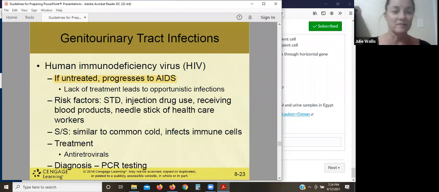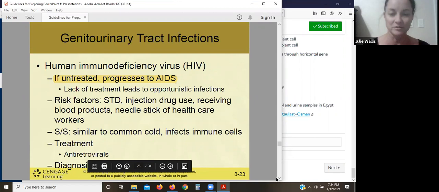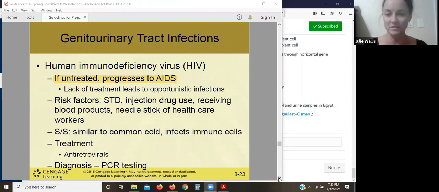Risk factors are having another STD, injection drug use, receiving blood products, needle stick. Obviously, we know other ways. Sexually, which doesn't even have that listed here, but that would be another type of transmission. Signs and symptoms are similar to the common cold. It infects the immune cells, obviously, we talked about that last time. It infects your T cells. There are multiple antiretrovirals that can be used to treat it. Diagnosis is also PCR testing.